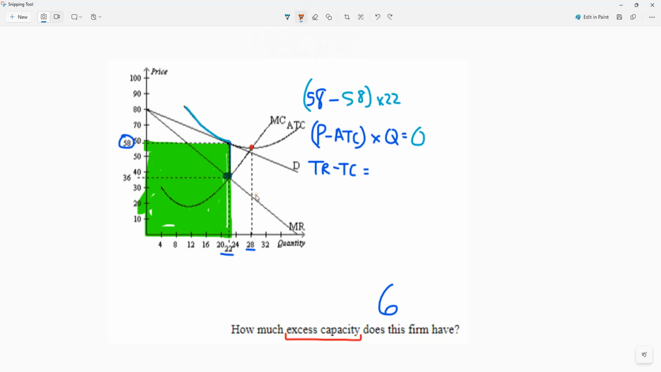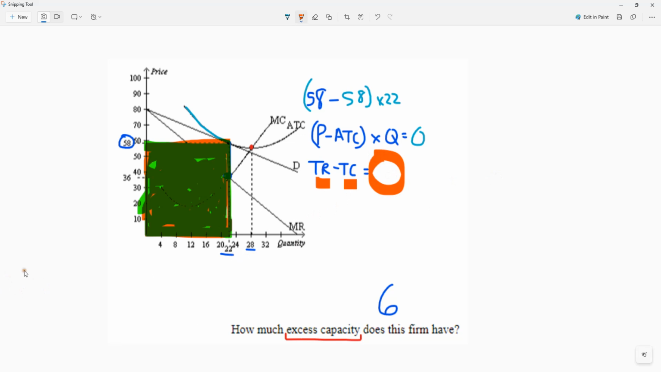Then I could also do that for total cost. Total cost is going to be average total cost times the quantity. I'm de-averaging that, so that would also be the area of this rectangle. So they would equal, there's nothing left over, and total cost equals total revenue. So that would also be 0. If you wanted to check my math, you could just multiply 58 times 22. That would be your total revenue. And then 58 times 22, that's your total cost. And you would also get 0.